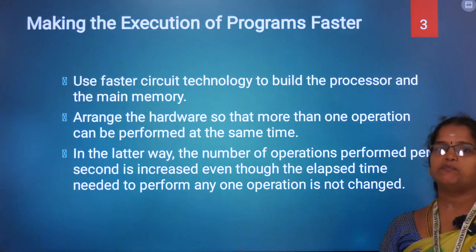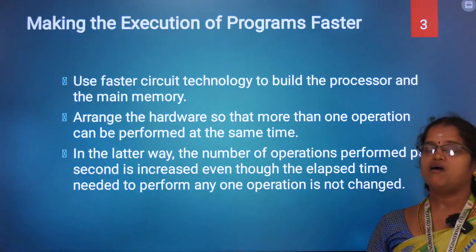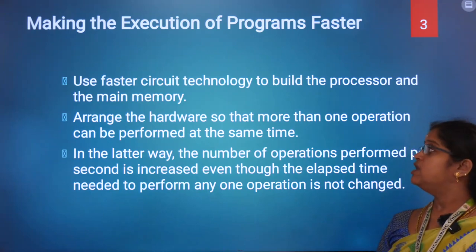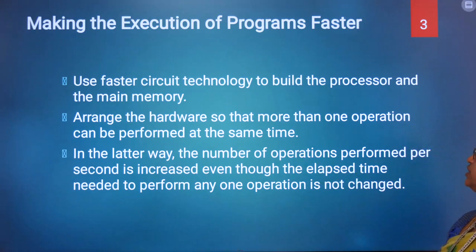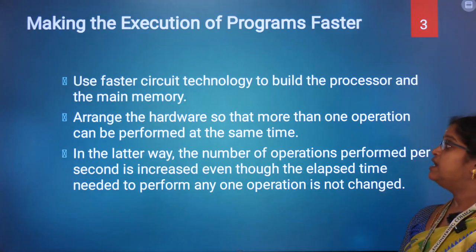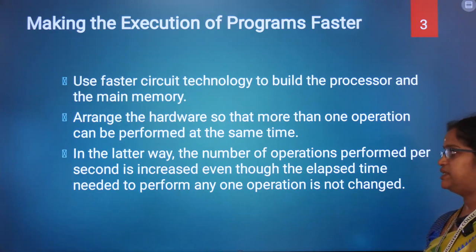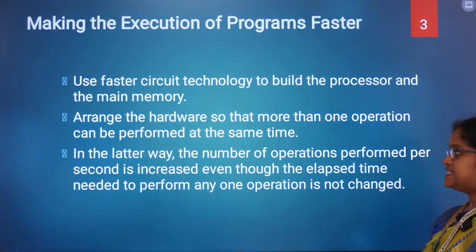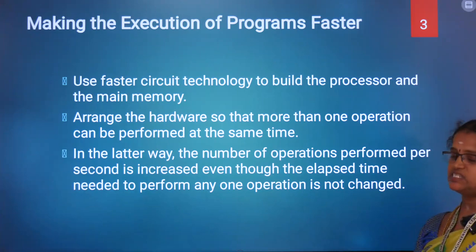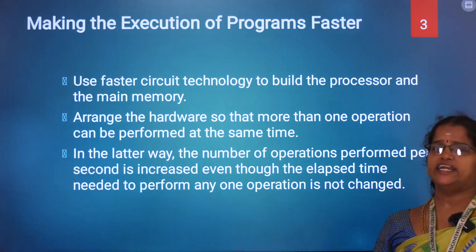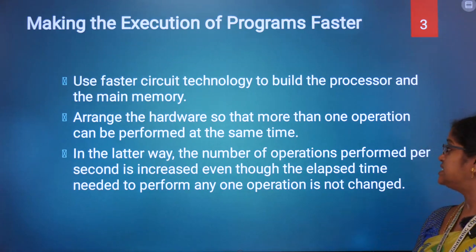So why do we choose pipelining? As already discussed, more than one instruction is executed at the same time. Use fast circuit technology to build the processor and main memory. Arrange the hardware so that more than one operation can be performed at the same time. In this way, the number of operations performed per second is increased even though the elapsed time needed to perform any one operation is not changed. Elapsed time is nothing but the time between the starting and the ending.